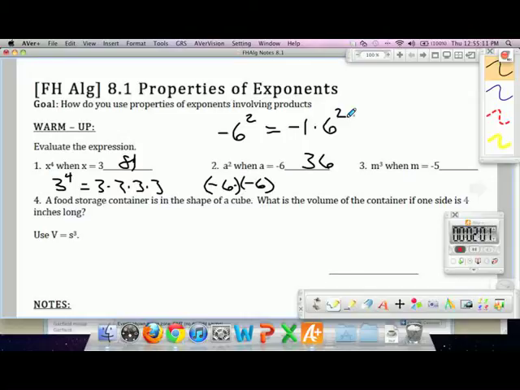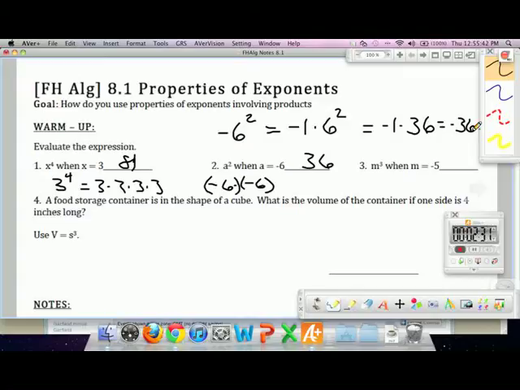Your calculator is also very good at following the order of operations, PEMDAS. If I want to simplify negative 1 times 6 squared using my order of operations, what should I do first? Exponents come first. So your calculator is doing 6 squared is 36, and multiplying that by negative 1 and getting negative 36. Well, we know that's wrong. This is not what we want it to do.